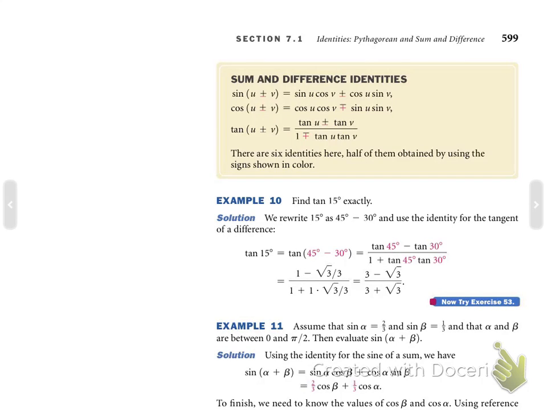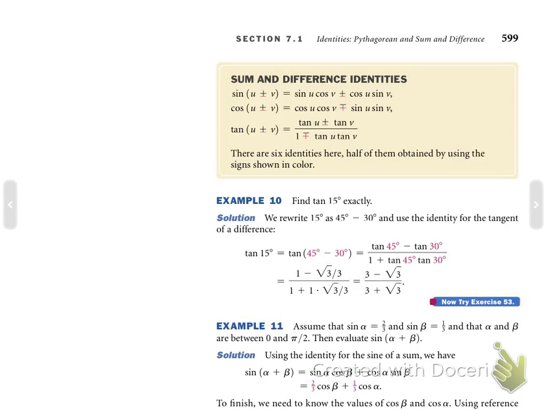We are going to look at the sum and difference identities. This is found in your book on page 599. It's also found on the yellow cardstock that I gave you in class, right across from the Pythagorean identities. The book uses U and V. The sheet that I gave you uses alpha and beta, but they are the same formulas.